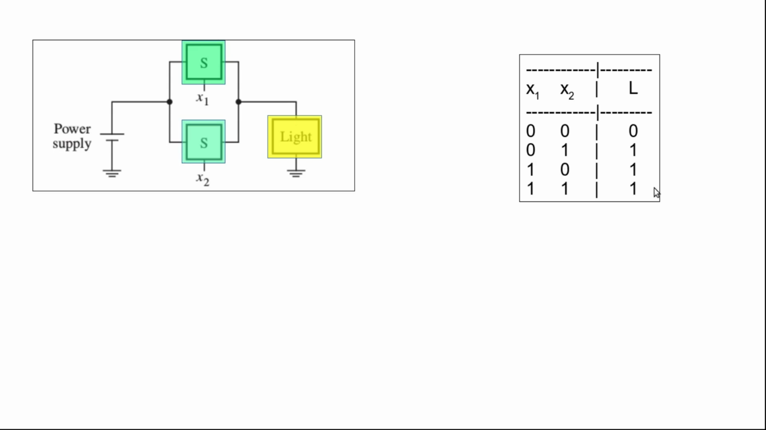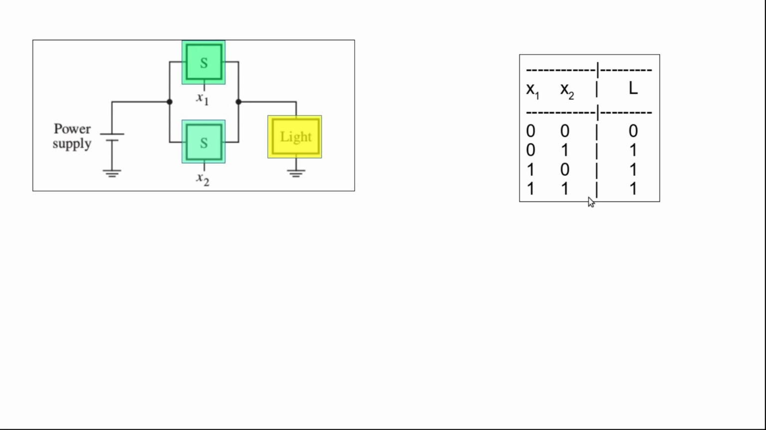And finally, when both the switches are closed, that means both the switches are on, then both the paths are closed, and hence we will again have flow of current here and the light will be on. Thus we can say that when x1 is 1, x2 is 1, L will be equal to 1.